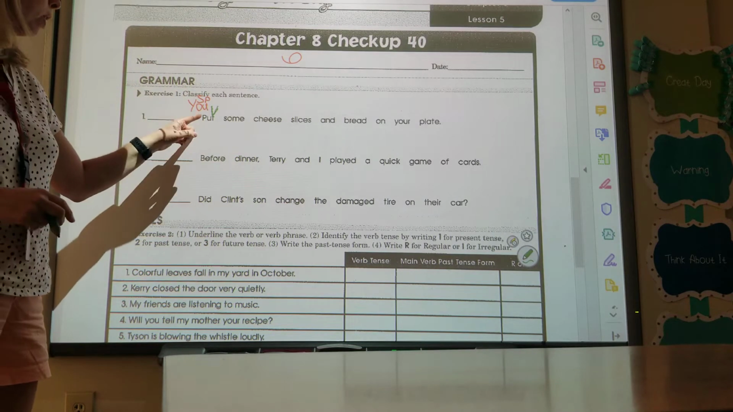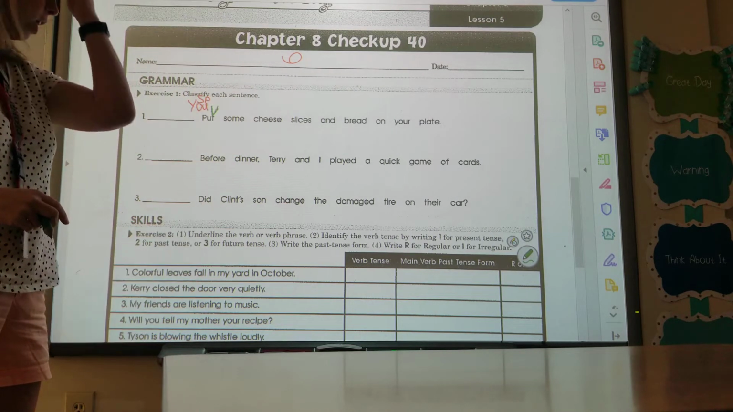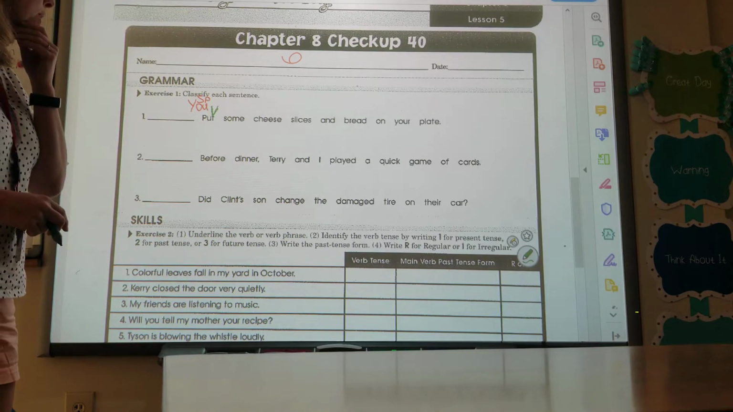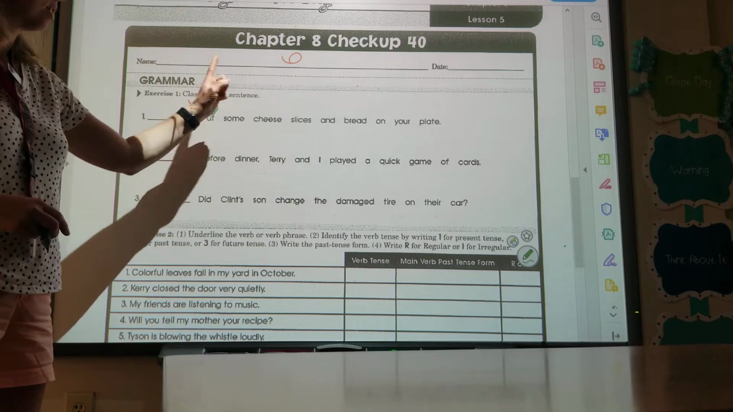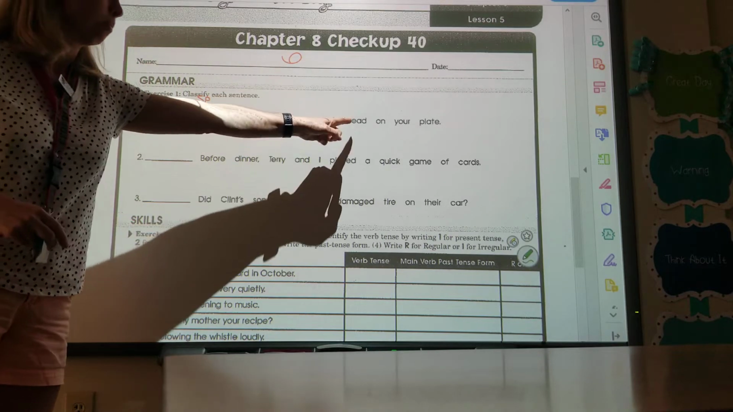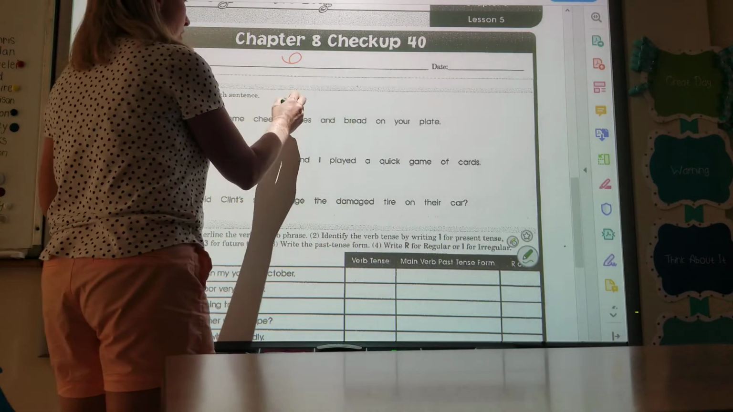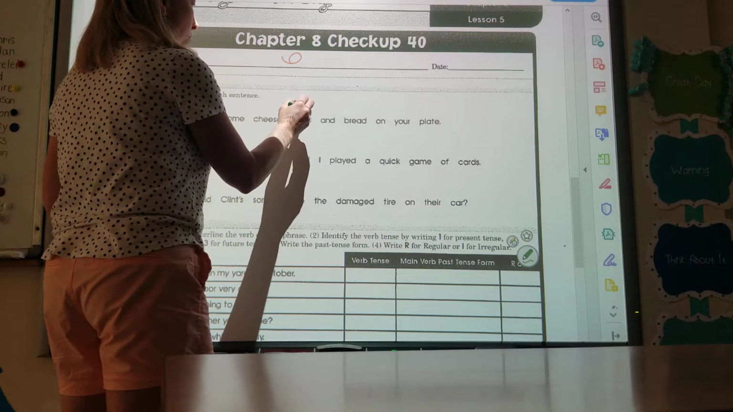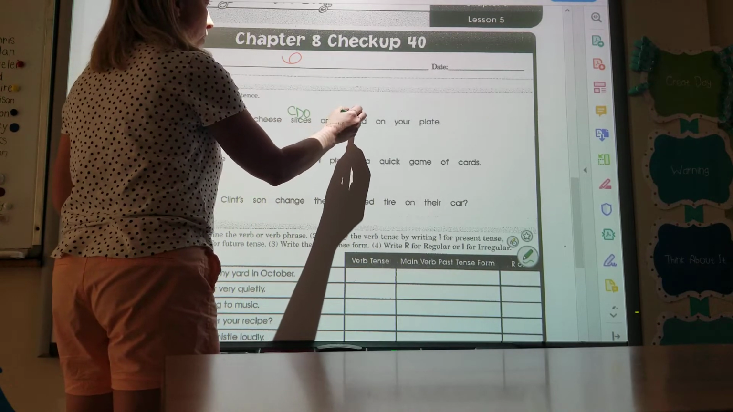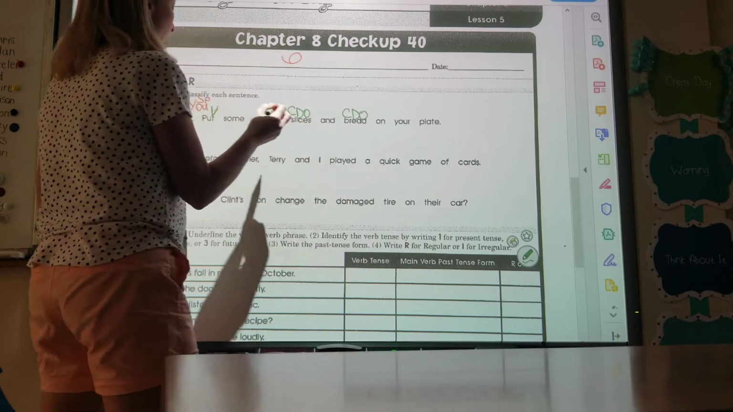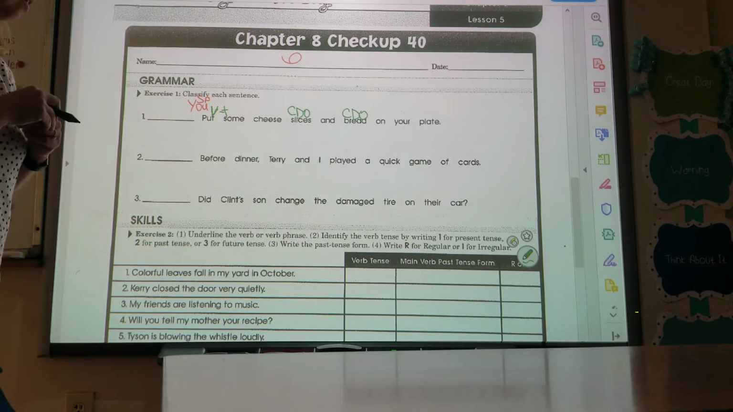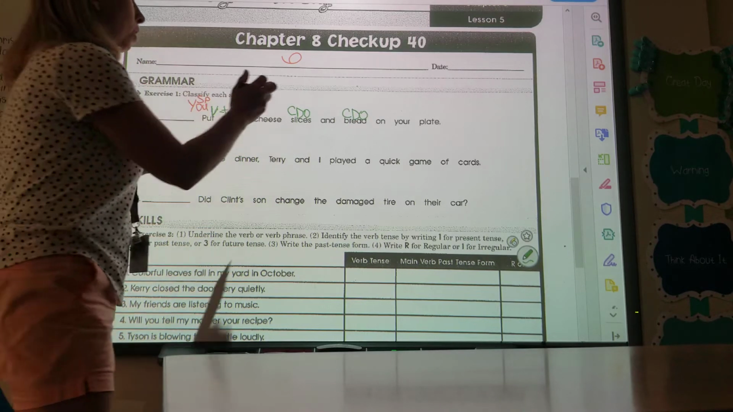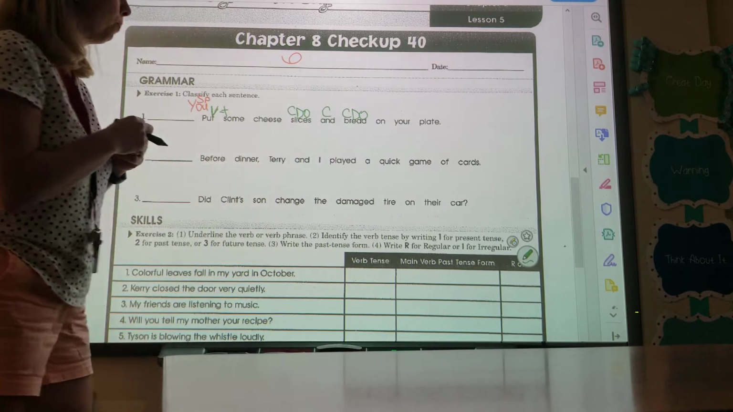So I say, you put some cheese slices and bread on your plate. So what are we putting on the plate? You put what? Slices and bread. So there's two direct objects. So this is going to be compound direct object and compound direct object. All right, so this is actually going to be a transitive verb. So I'm going to put VT. All right, you put some cheese slices and bread. Okay, I'm going to go ahead and put my C for my conjunction.